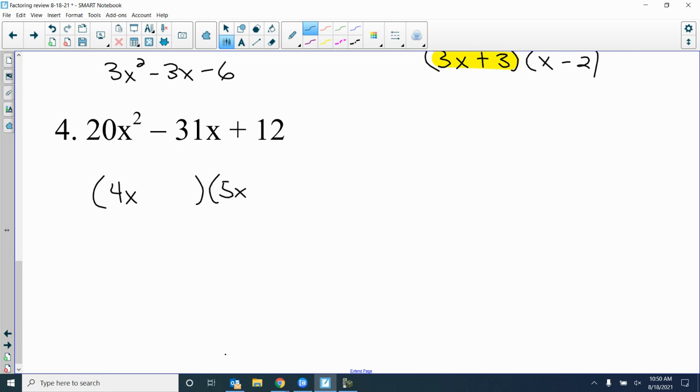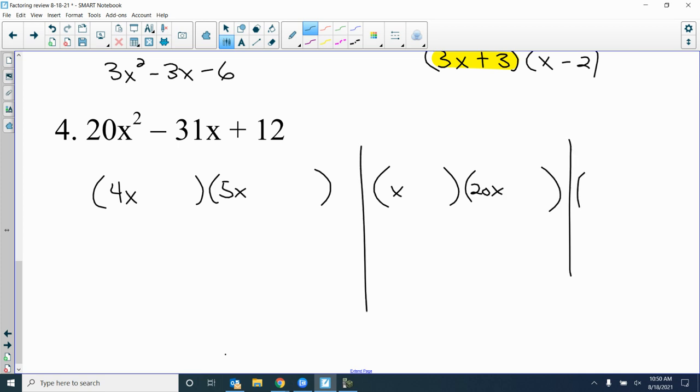So it's 4x and 5x. It could be x and 20x. It could be 2x and 10x. But we have no reason to believe one or the other. Here's where you got to use that factor: you can't have a common term in your parentheses. That'll help you eliminate. Now, 12 is also a problem, because what are my options for 12? 1 and 12. What else? 2 and 6, and 3 and 4.